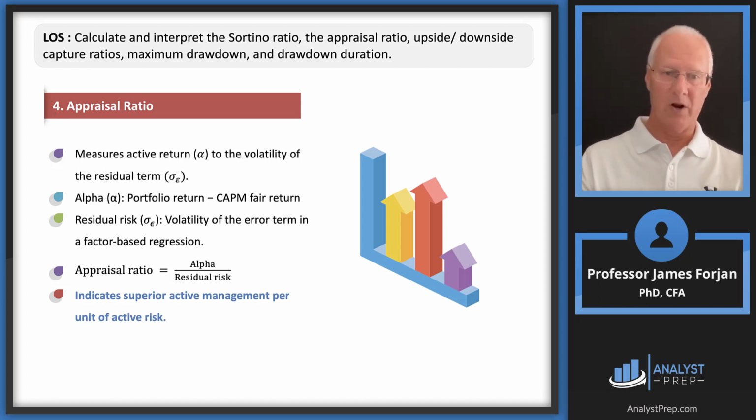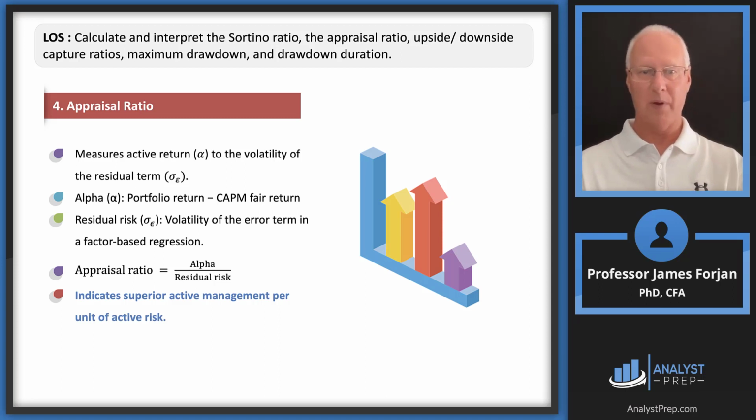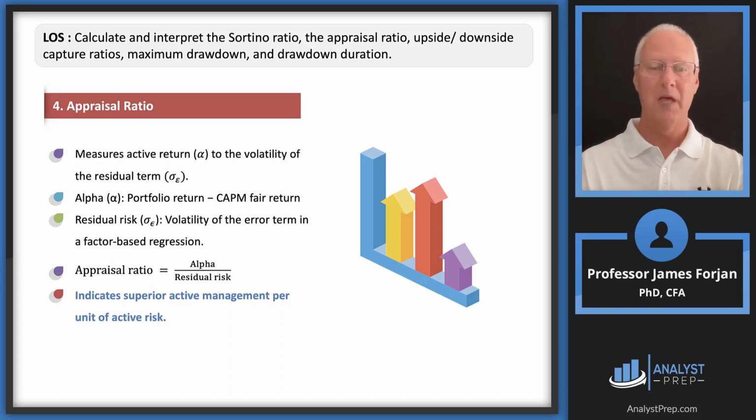And then continuing on with this extension, the appraisal ratio, we're going to put alpha in the numerator. So once again, we want lots of alpha. And that can be defined in many different ways. But what the Institute does in this part of the reading is take the portfolio return and subtract what William Sharpe taught us in the capital asset pricing model. So think about the numerator as the difference between the actual return and the expected return. And then we're going to divide by residual risk.